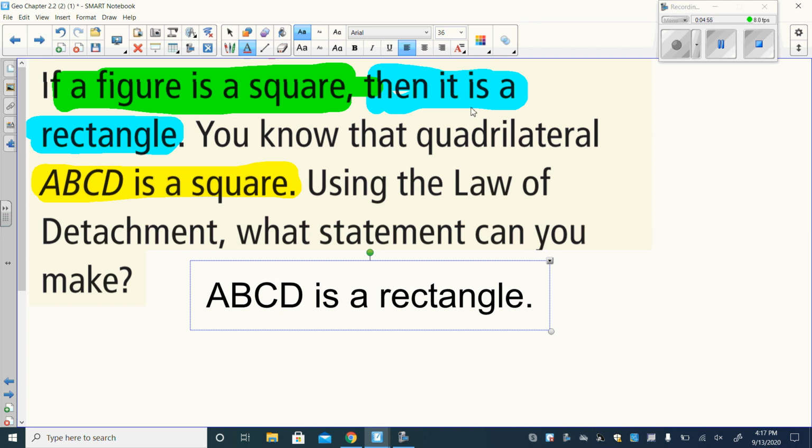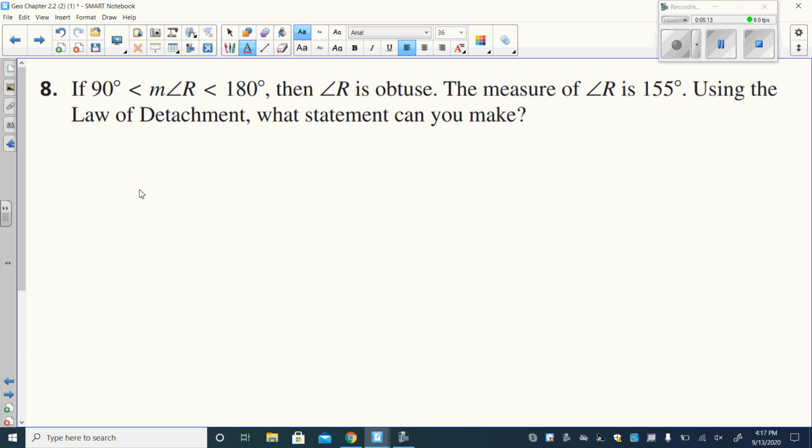So, because of our law of detachment, since the hypothesis is true, the conclusion must also be true. So ABCD is a rectangle, or ABCD is also a rectangle. And that's it. Because the hypothesis was true, the conclusion must be also. So let's do this one again. So we're going to do one more of these here at least. I think we have one more.